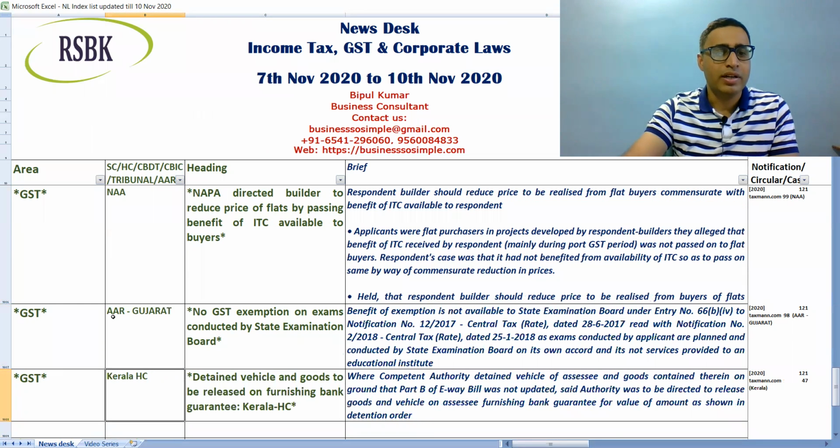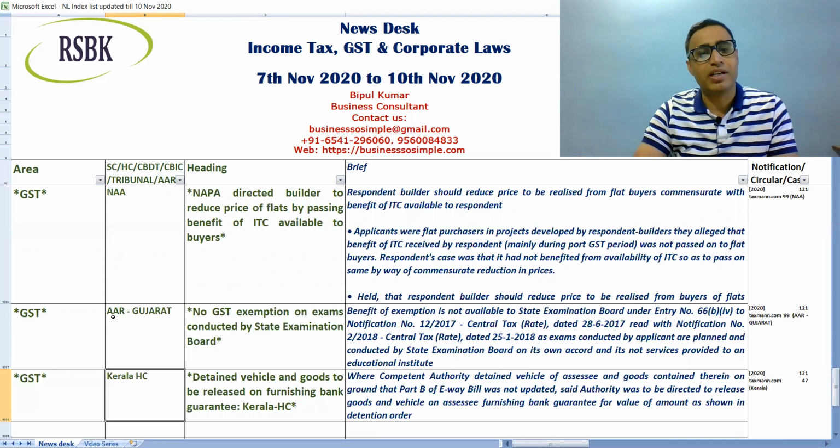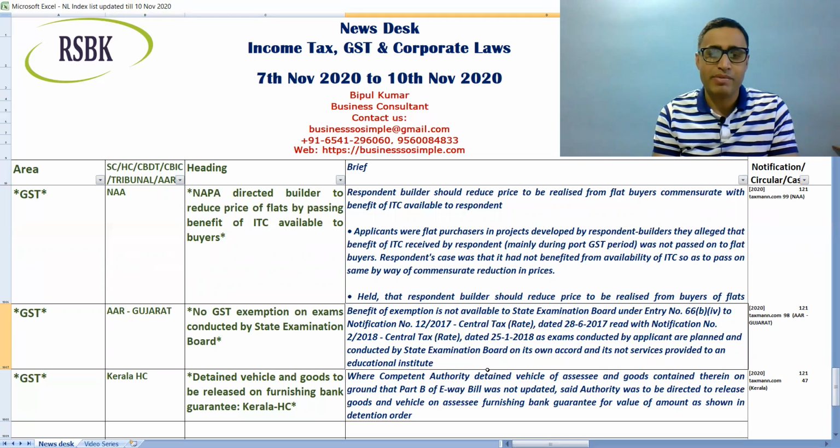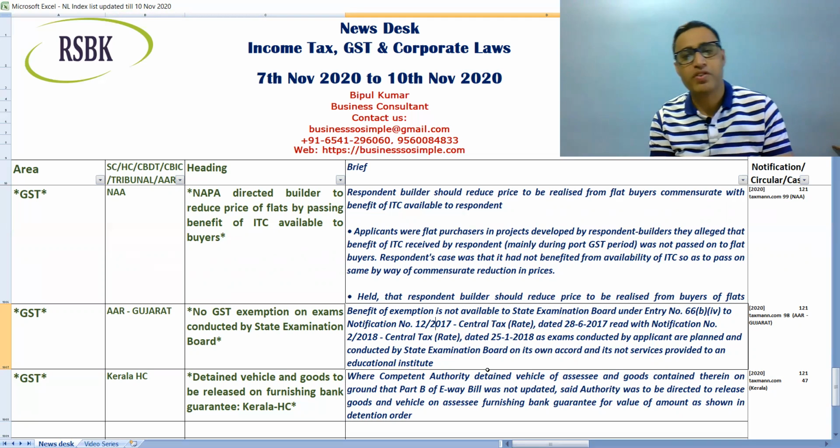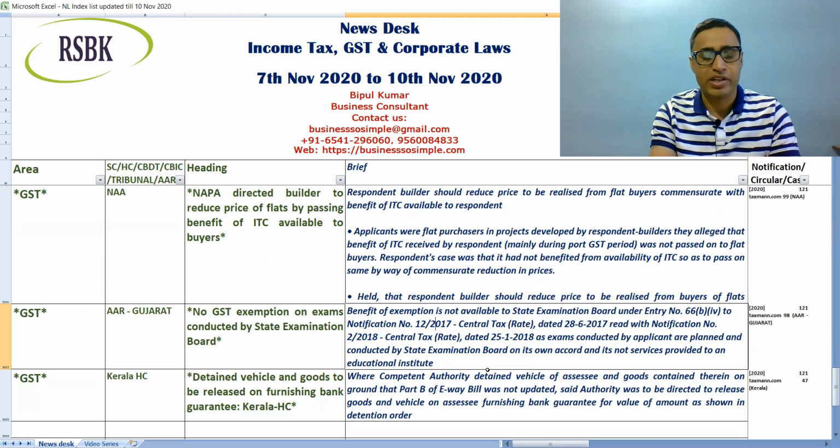Next ruling, Advance Authority ruling, Gujarat: no GST exemption on exams conducted by the State Examination Board. The benefit of the exemption is not available to the State Examination Board under entry number 66(b)(4) of notification number 12/2017 central tax (rate) dated 28th June 2017, read with notification number 2/2018 central tax (rate) dated 25th January 2018, as the exams conducted by the applicant are planned and conducted by the State Examination Board on its own accord and are not services provided to an educational institute.